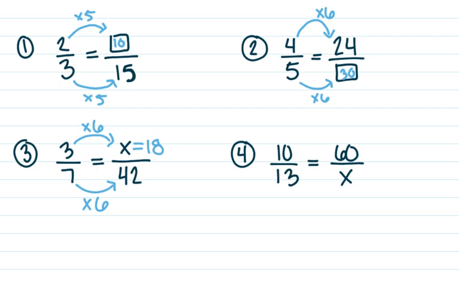And then on our last one here, again, what do I do to 10 to make it a 60? I'm going to multiply by 6. And so I'm going to do the same thing on the bottom here to get that equivalent ratio. 13 times 6 is 78. Let me double check that math. Yep, 78. So my X right here is going to equal 78.